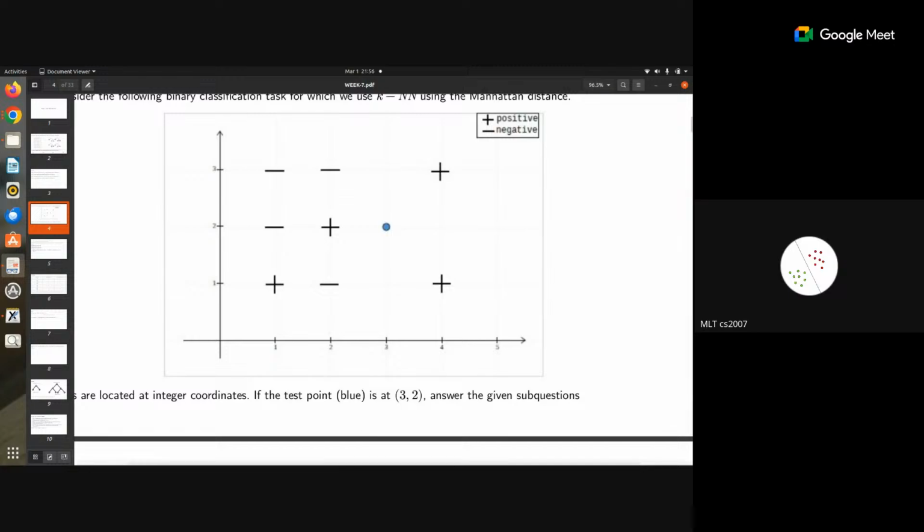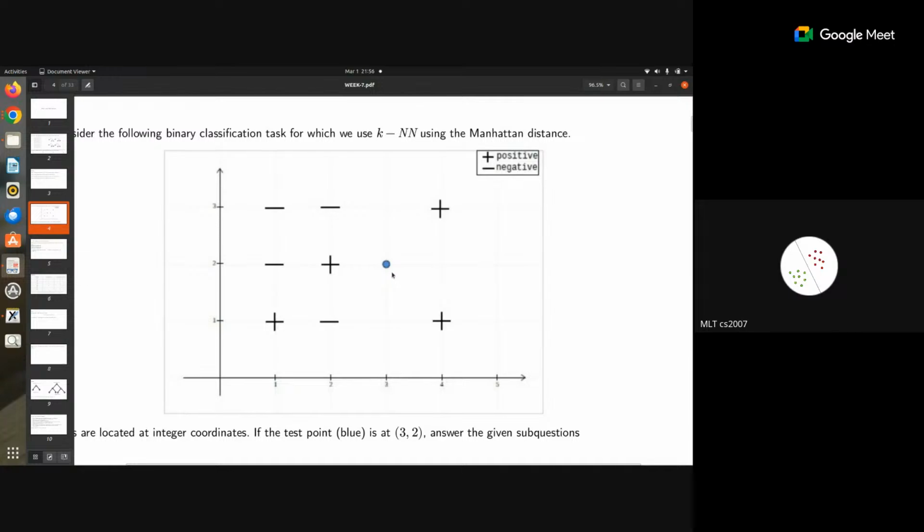The distance equal to 2. So how to calculate the distance equal to 2? Sir, what is the distance between this blue point and this plus 5 point? Sir, 5? No, one. It's just one, I think. Total 5 points are there.